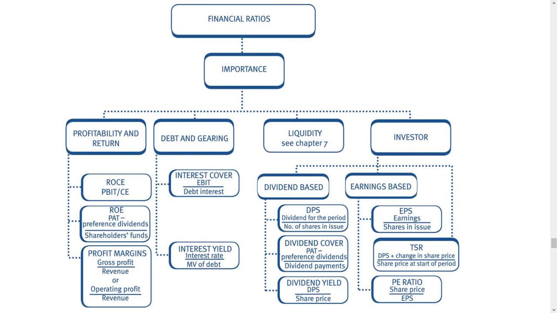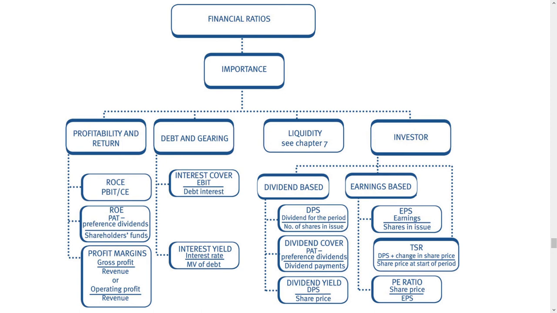Next, this is the end of it. All this we have discovered here, so I want to end this video. Financial ratios: we have covered the importance, the profitability and return. We have calculated ROCE, ROE, and profit margins; the formulas are given. Debt and gearing, interest cover, interest yield, formulas are given. Liquidity, see chapter 7: I have included the acid test ratio and current ratio, and also three more ratios. What are they? Inventory turnover period or inventory holding period, receivables collection period, and payables period.